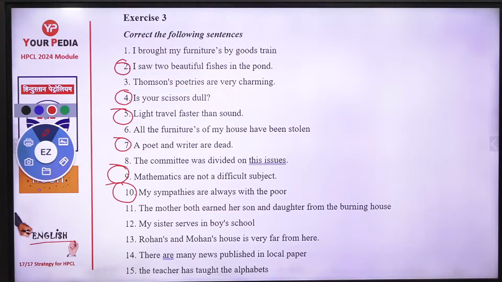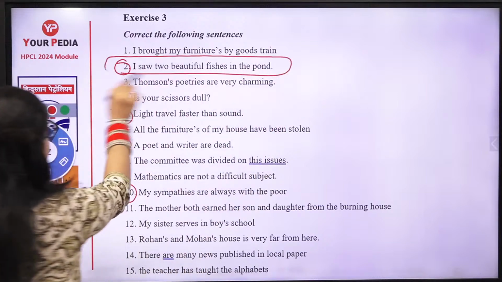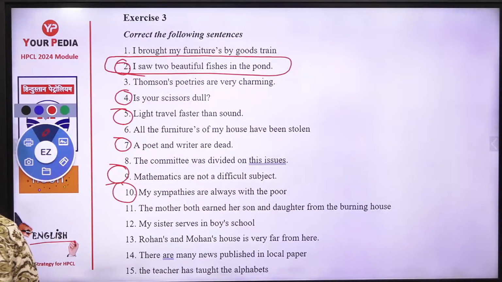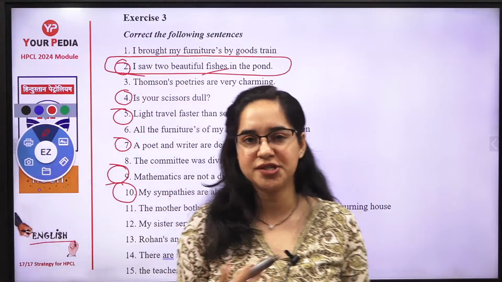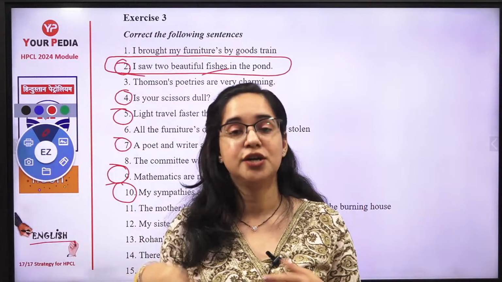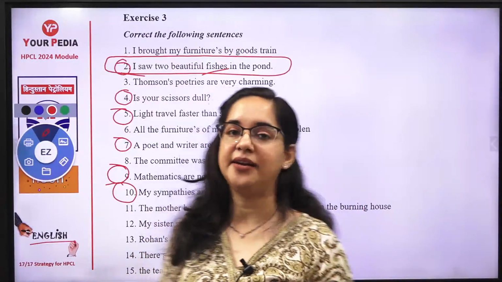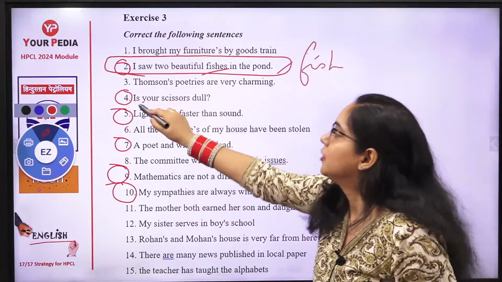First question is, I saw 2 beautiful fishes in the pond. Is this right or is it wrong? Fish in the pond. Very good. Even nowadays in the junior classes, in any of the kindergarten books, they are adding fishes, right? So plural form is added, but in reality, it is fish only. 2 beautiful fish in the pond. Good.